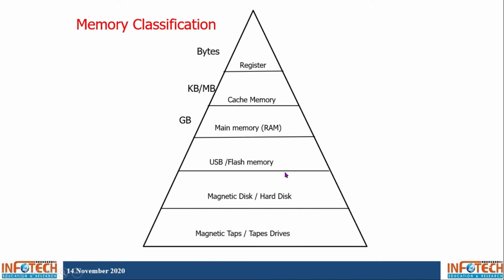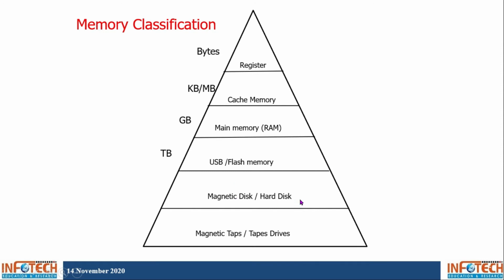And next is the USB and flash memory. Your pen drives, or nowadays SSDs, have a maximum size of TB, terabytes. SSDs are more popular nowadays. The access time is less as compared to a normal hard disk, so we are using SSDs nowadays. In Mac systems, we see only the SSD, solid state disk.